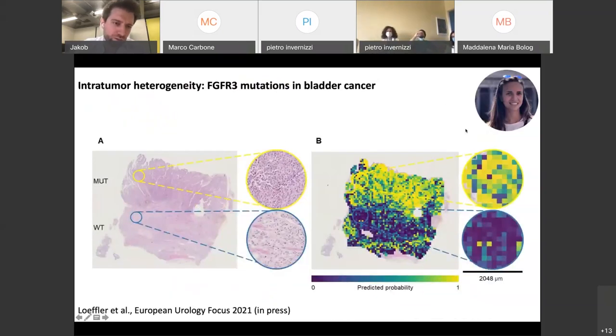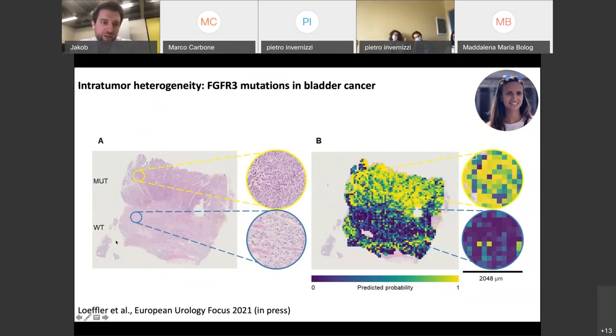Another student from my group applied these methods to bladder cancer and the prediction of FGFR3 mutations. So for all of you who are not working with bladder cancer every day, FGFR3 mutations are one of the most common mutations in bladder cancer, and they are targetable now with a clinically approved small molecule inhibitor drug. And so what we did here was, we used the deep learning system to predict the FGFR3 mutational status in bladder cancer from histology, and this worked pretty well.